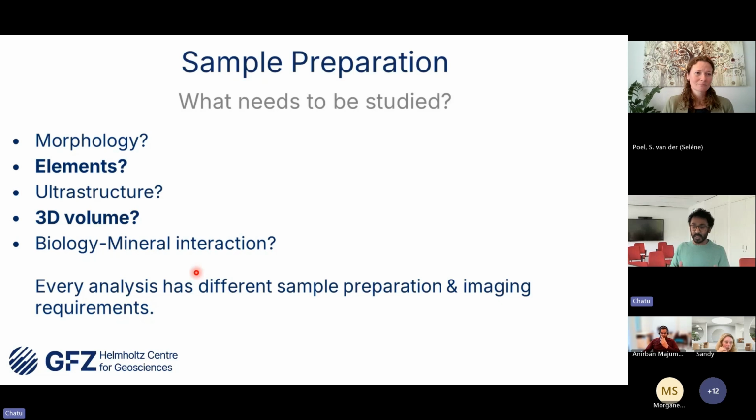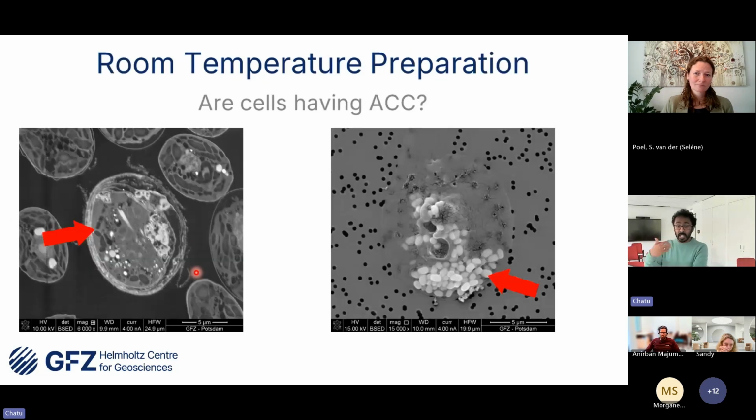So we have to make a compromise, and then we have to find a suitable way that we can make a coherent picture of what is happening there. Here's an example of what we see. Here we want to see the calcium minerals inside one of the algae.